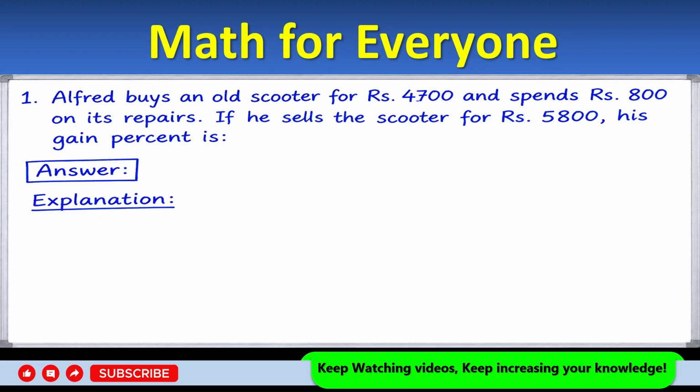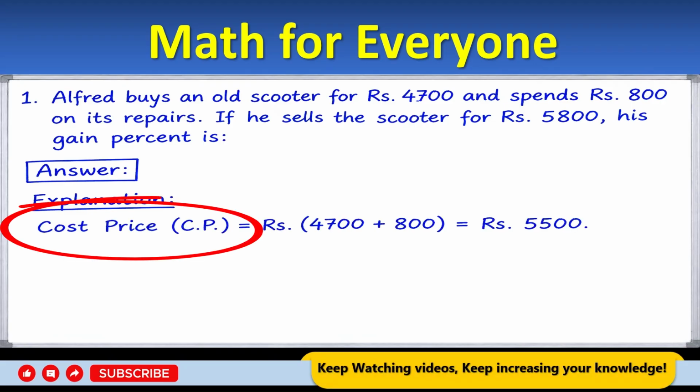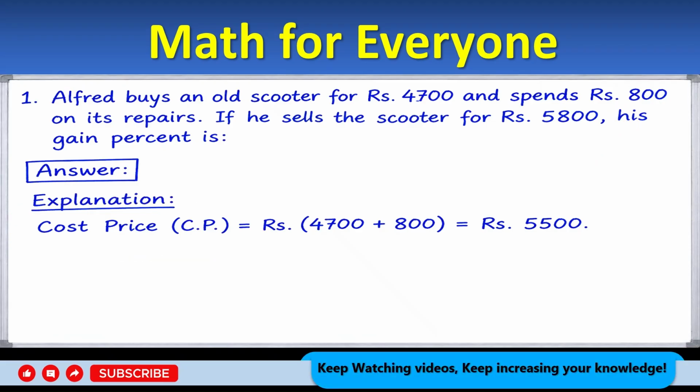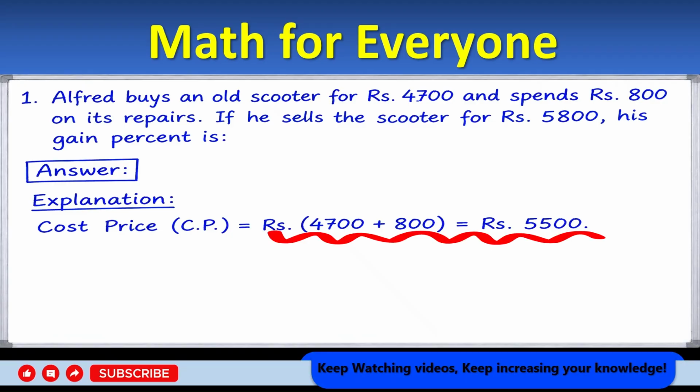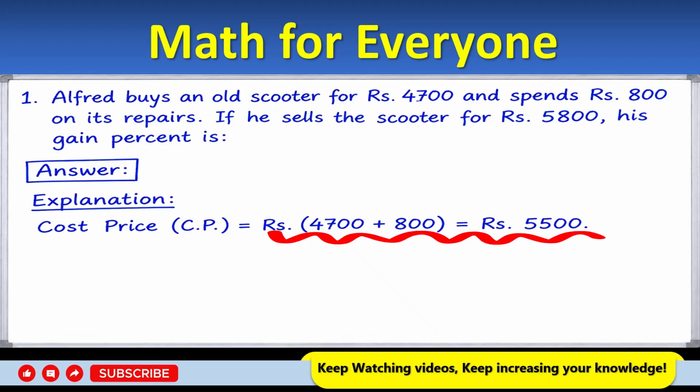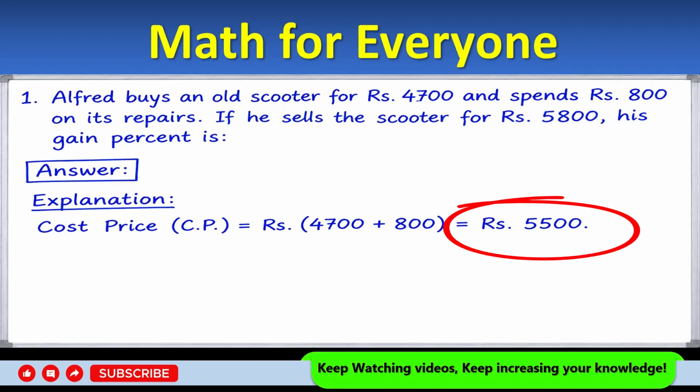Let's solve it together. First, what is our actual cost price? Is it 4,700 Indian rupees? Not quite. Remember, Alfred also spent 800 Indian rupees on repairs. So the total amount he actually spent on the scooter is 4,700 Indian rupees plus 800 Indian rupees equals 5,500 Indian rupees. So, our cost price is 5,500 Indian rupees.